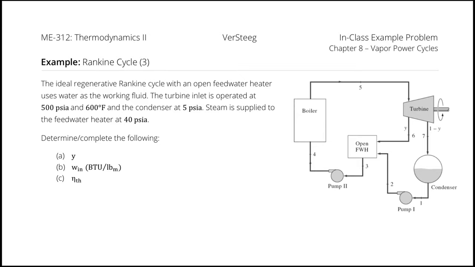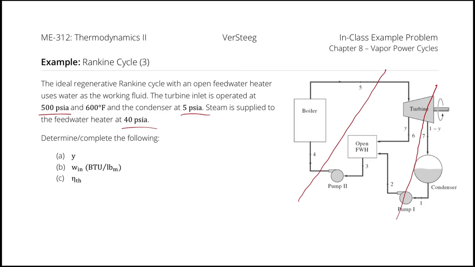I will start that process by posing the question, how many different pressures do I have? You're right, I have three. They were given to us: 500, 5, and 40. Now, which state points have which pressure? Well, 4 and 5 have the high pressure, and 1 and 7 have the low pressure.